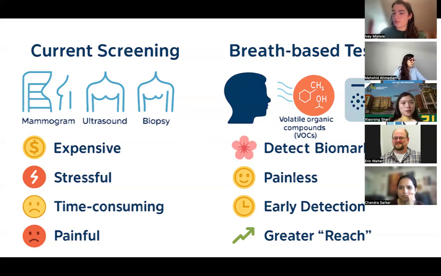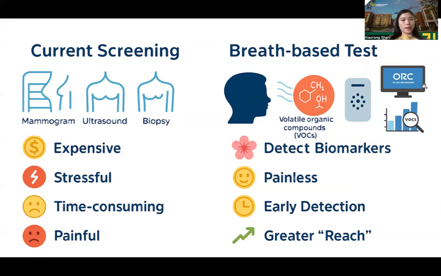Now, imagine if we could detect breast cancer earlier, faster, and without pain by simply analyzing your breath. So when cancer cells grow in your body, they release chemicals called volatile organic compounds, or VOCs, that escape through our exhaled air. In my research, I analyzed thousands of breath samples collected from women across the US, some with breast cancers and others who were healthy.